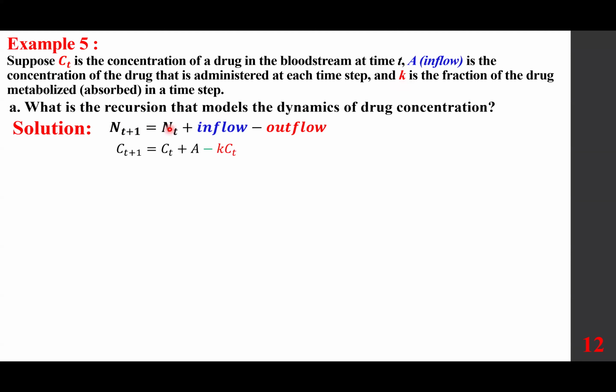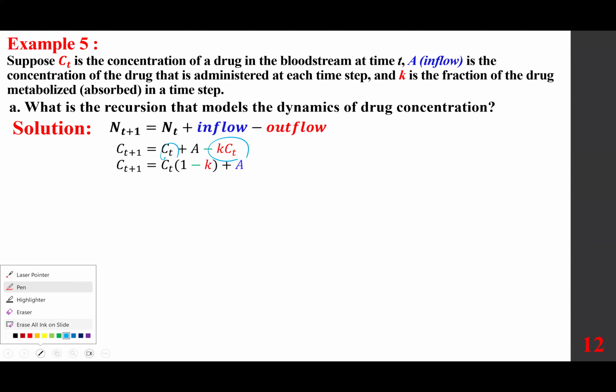And to have a better understanding of this, if we combine these two by factoring, and we get this one, I think it becomes very clear what we are discussing here. C sub T plus 1 is C sub T times 1 minus K. What is 1 minus K? The complementary event. If K is 70%, that means 70% is absorbed by the body, by the patient. What is left? 1 minus that. 30% is left. And then we add the A.